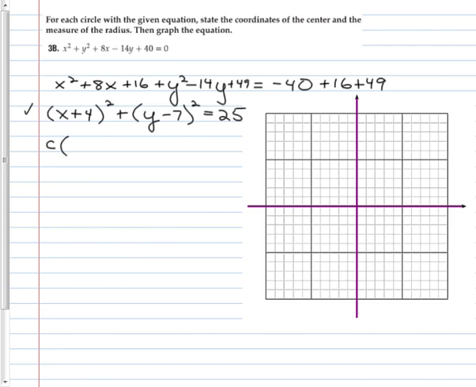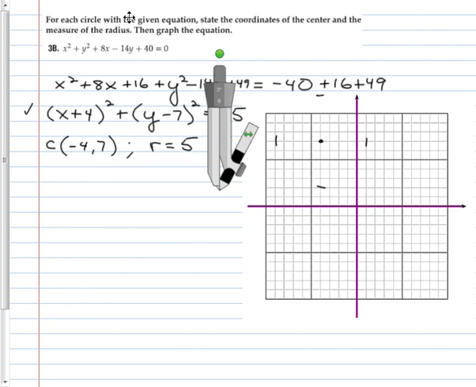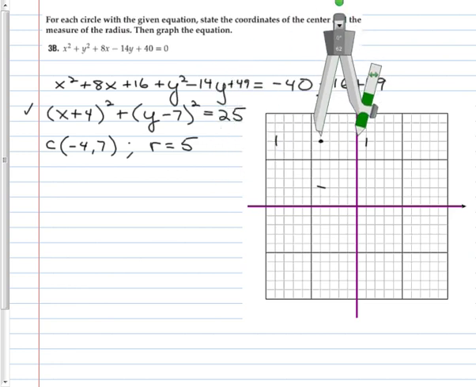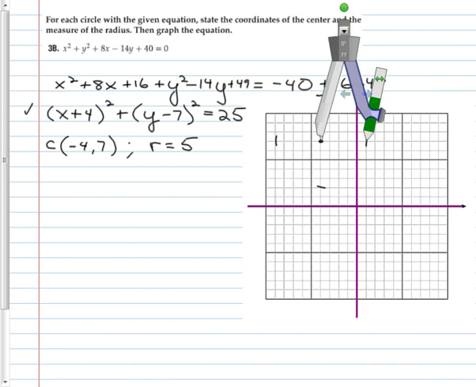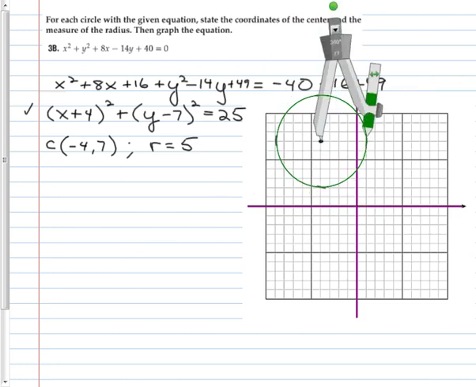Tell me what the center of this is. Negative 4, positive 7. What is the radius? The radius is 5. So if I was going to graph negative 4 comma 7, that's this point. 1, 2, 3, 4, 5. Right about there. I should get my compass out. And we'll do a green circle. It's real easy with your compass. Just put your point right up there. Open it out to the size. Hey, I was pretty close on my 5 mark up there. There it is.